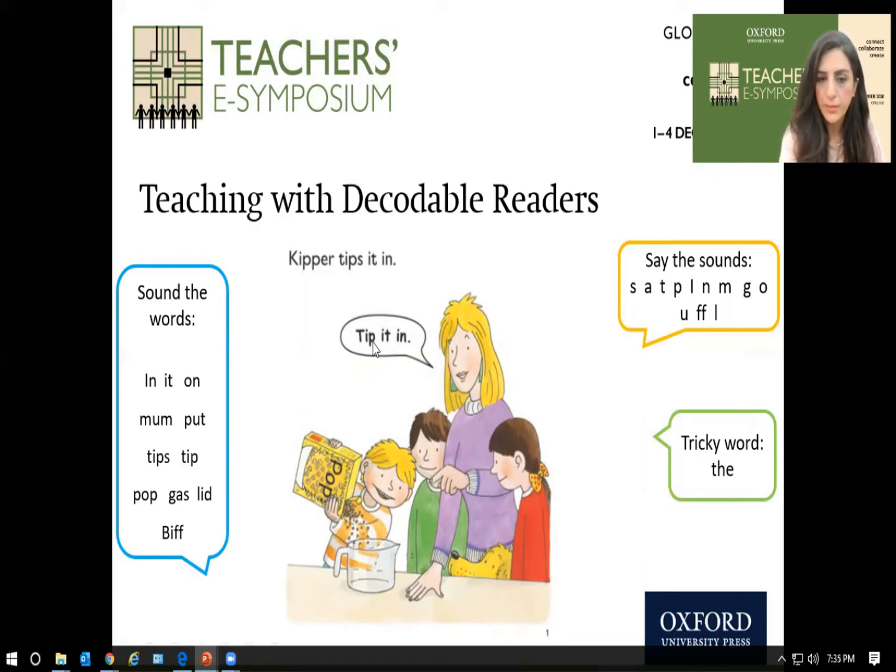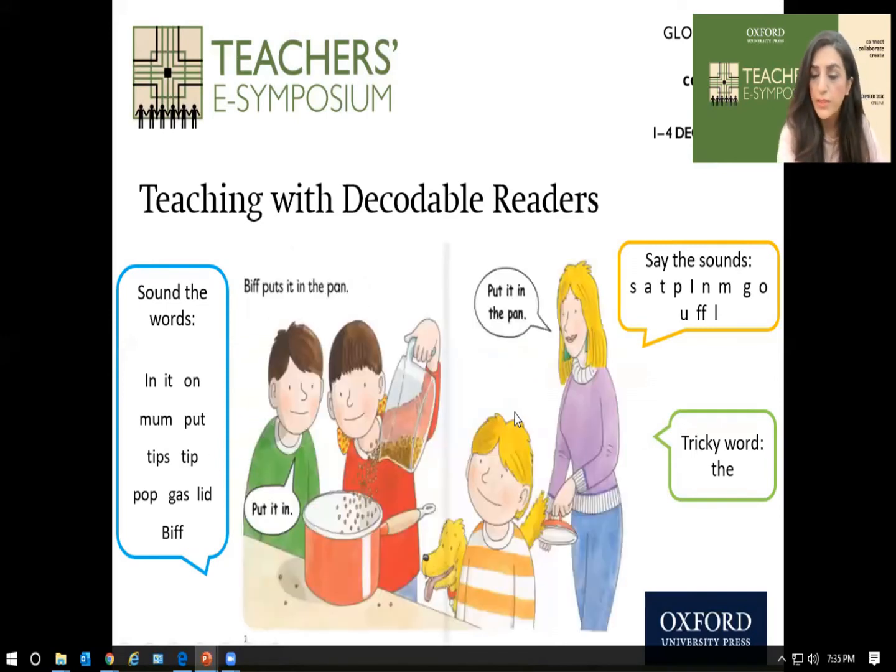So ip, tip, it, in. And then once they've read the sentences, they can discuss and talk about what's happening in the story. So the comprehension bit comes next in Decodable Readers.